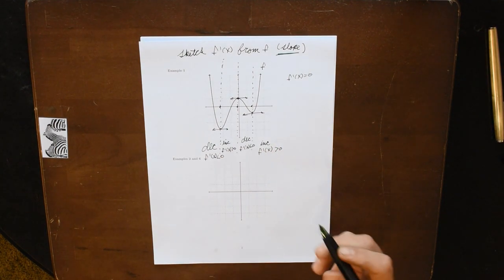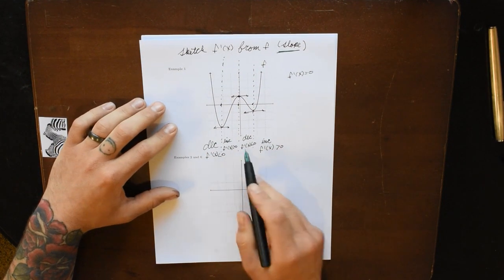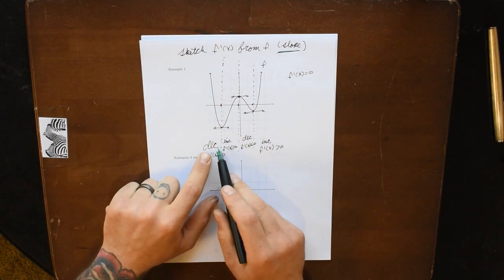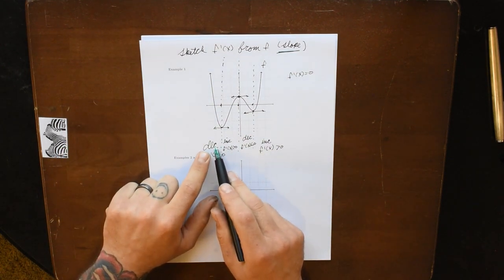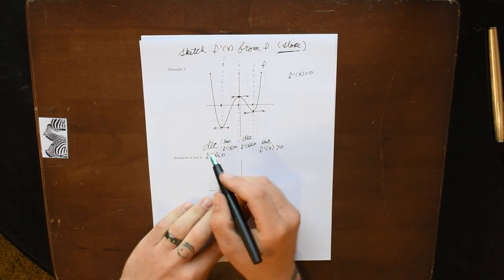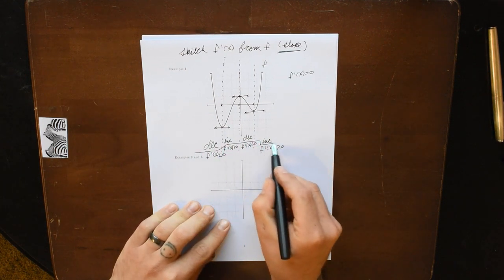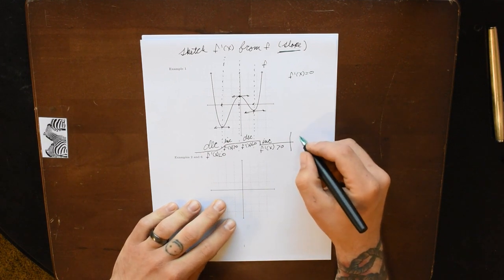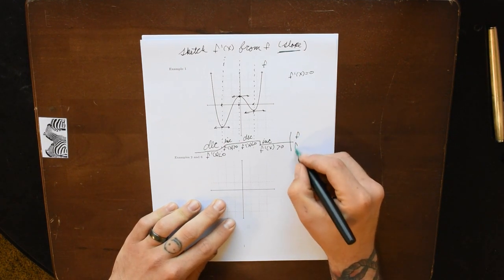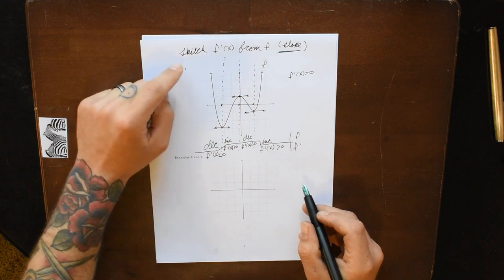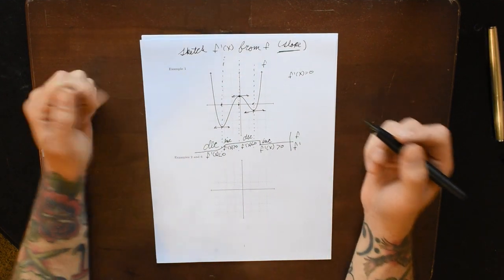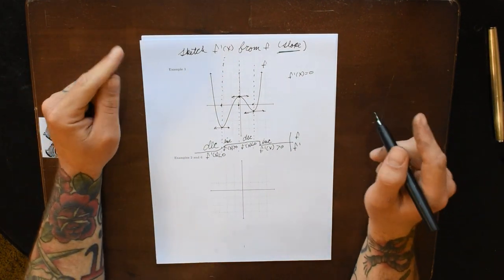So let me go over that again. This top, and this is kind of like a chart, the top row is an observation about what f is doing. This is information about f. This is information about f prime. By decreasing, let's clear something up.